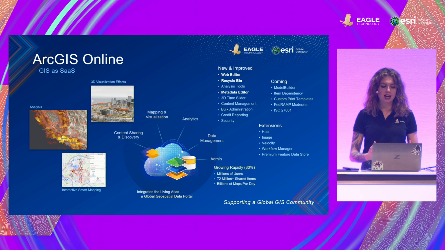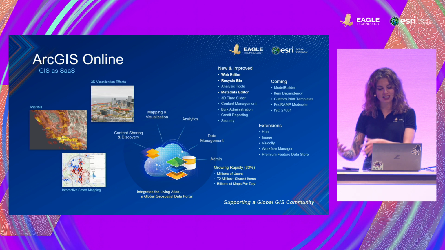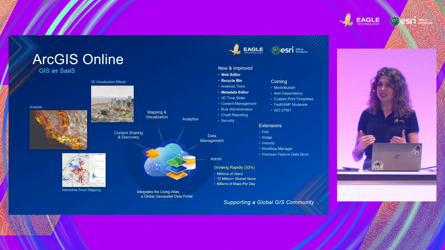And so online has many different capabilities. When we talk about it as a platform or a service, it means that we have the capabilities for editing. We have the capabilities for mapping and visualizing, actually doing analysis in the cloud. And we have a lot of new updates to this that are coming out that we're going to detail a little bit more.